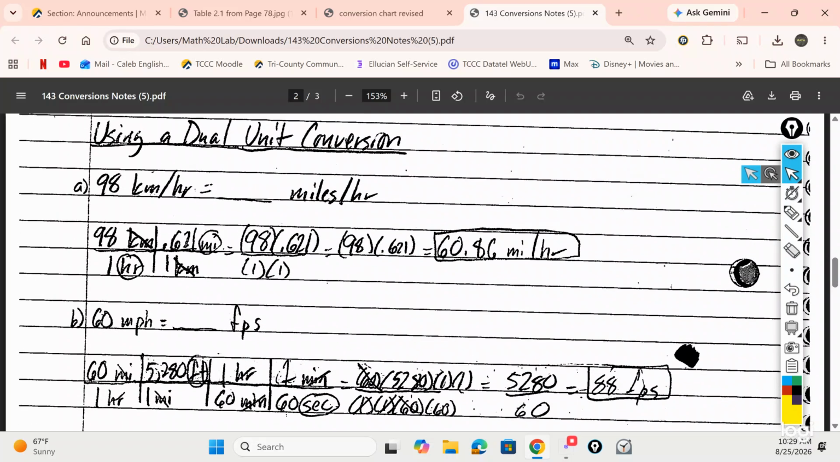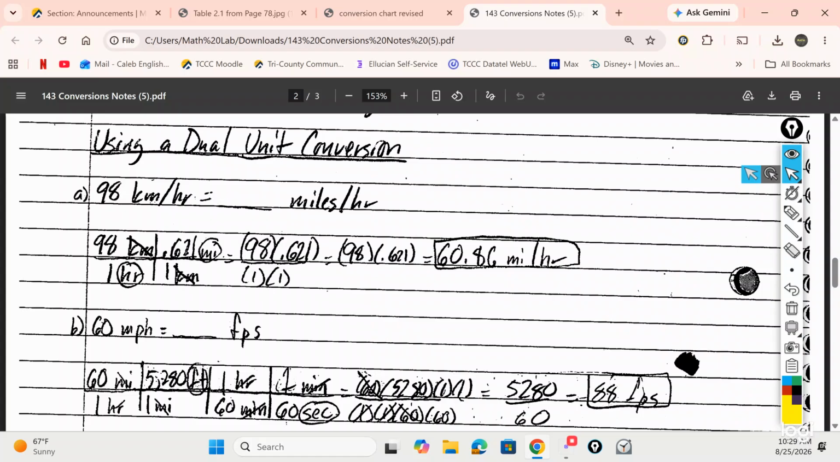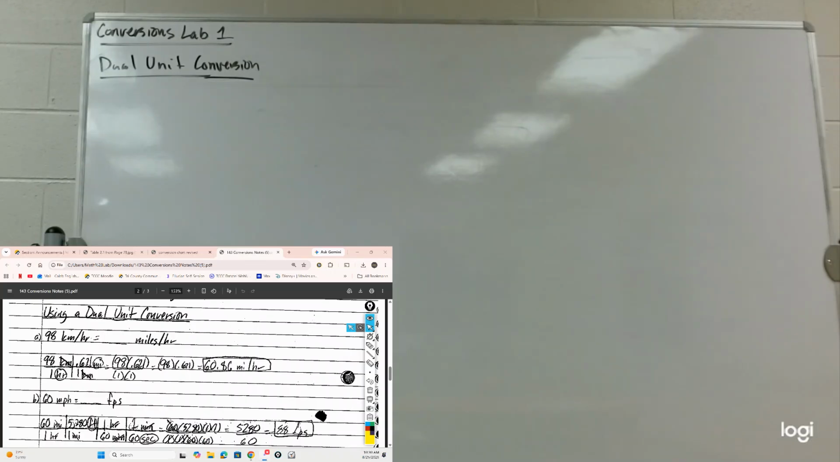All right. Dual unit conversions, or what we also call a unit rate conversion. We're going to throw those up on the board. Getting the board ready for those that are patiently waiting. So, dual unit conversion. There we are. Okay. So let's do this. Let's go back to picture in picture.